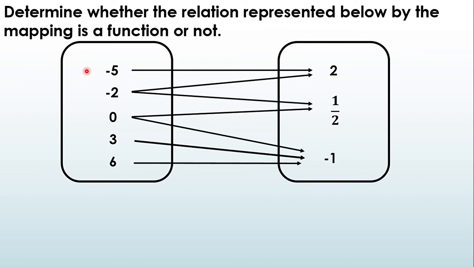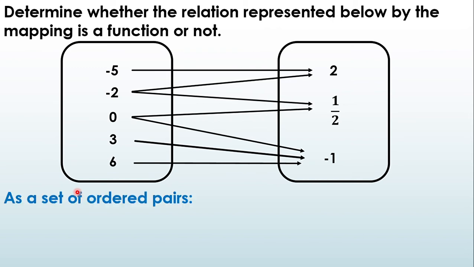So dito pa lang sa ating domain, tingnan natin yung -2, dalawa yung pinili niya, +2 at saka +1/2. Si 0 naman, dalawa din yung pinili niya, +1/2 at saka -1. So, dito pa lang, this is not a function because the domain -2 chooses 2 ranges, and 0 chooses also 2 ranges.